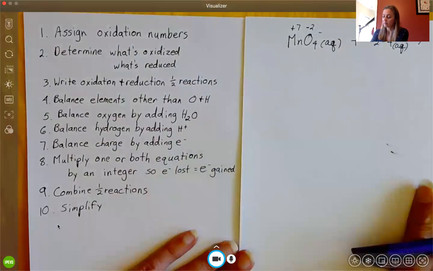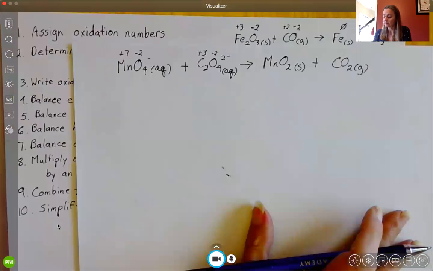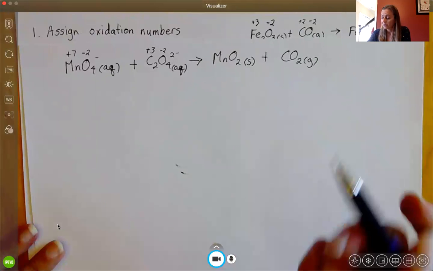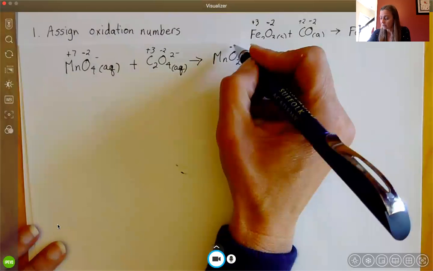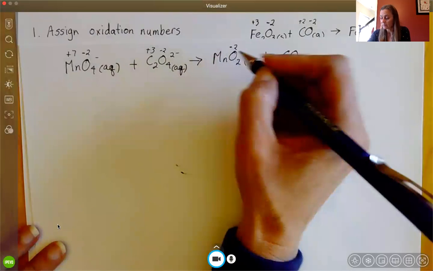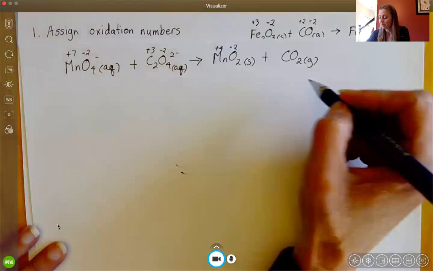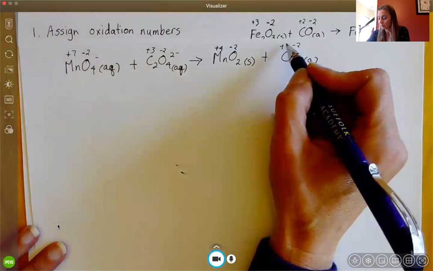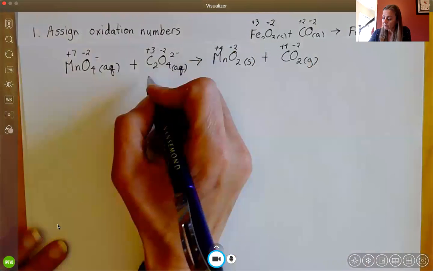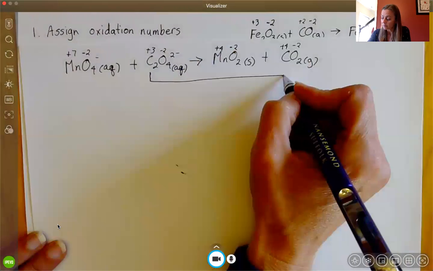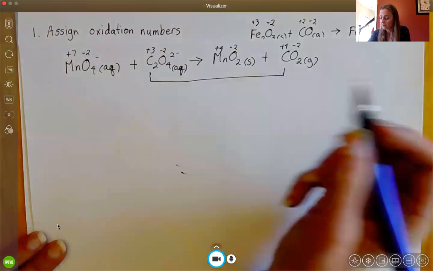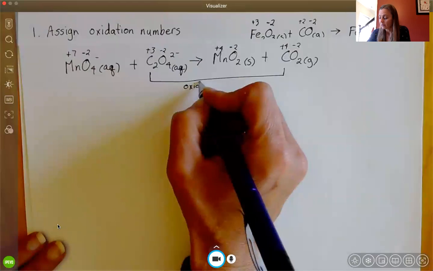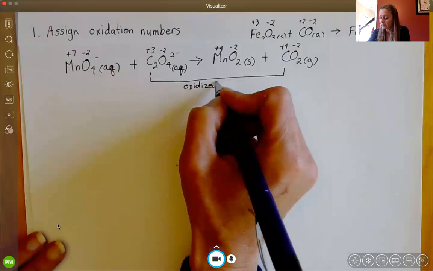Over here, oxygen is still -2. That means the manganese must now be +4. Oxygen is still -2. That means the carbon must now be +4. So we've gone from +3 to +4. So our carbon has been oxidized. It's lost 1 electron.